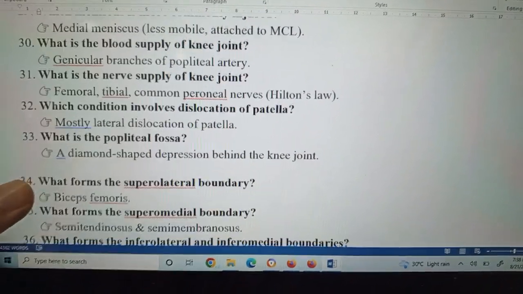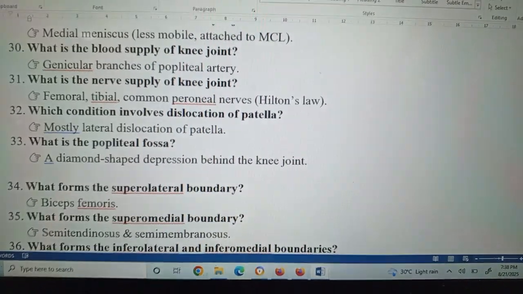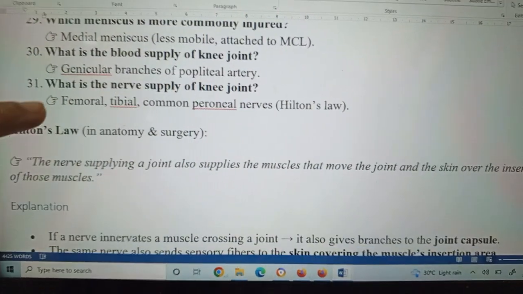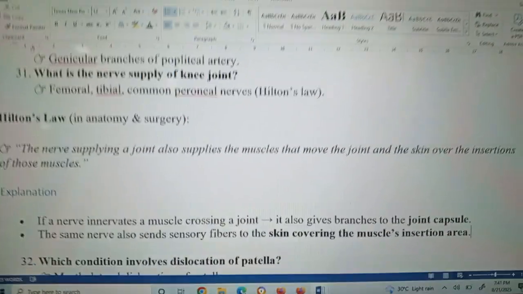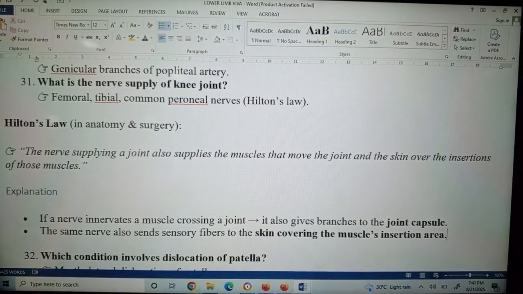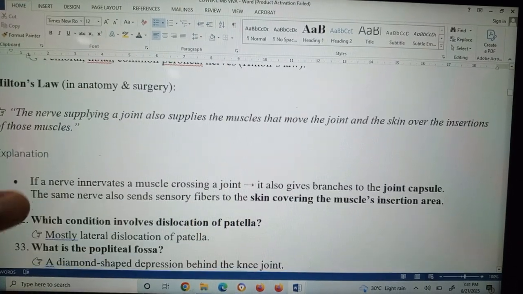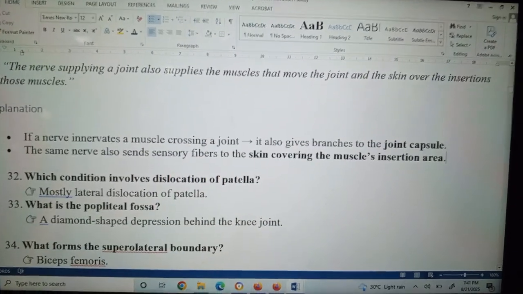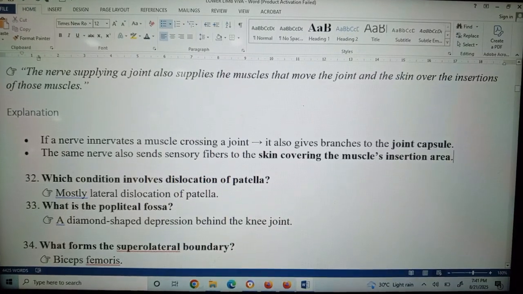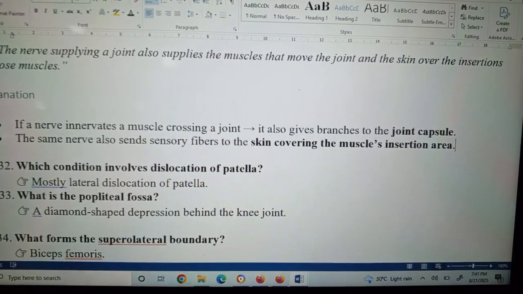Hilton's law. Now you must know about Hilton's law. What is Hilton's law? Hilton's law is important from the anatomy and surgery point of view. The nerve that supplies a joint also supplies the muscles that move the joint and the skin over the insertion of those muscles. If the nerve innervates a muscle crossing a joint, it also gives branches to the joint capsule. So the same nerve also sends sensory fibers to the skin covering the muscle insertion area.